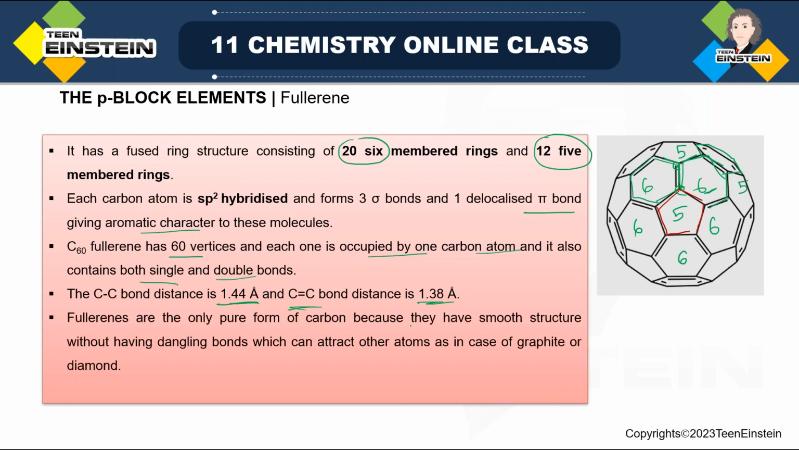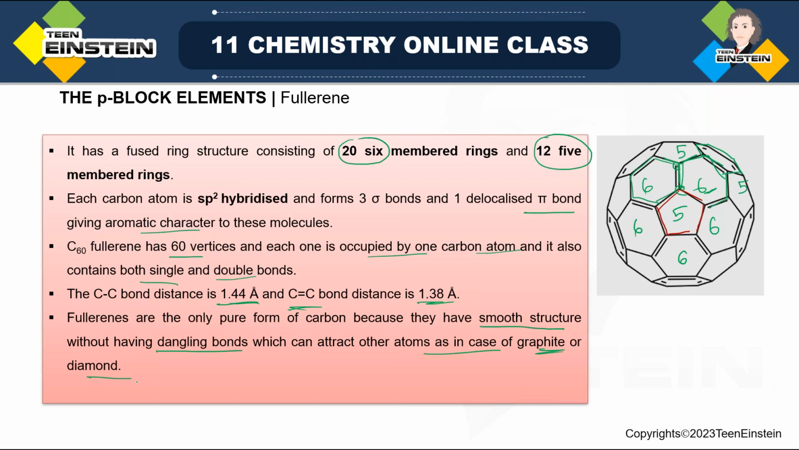Fullerenes are the only pure form of carbon because they have a smooth structure without dangling bonds. Dangling bonds means you will not find any extra free electrons which can form one more bond. So there is a smooth structure, and dangling bonds are not present. That is, the tendency for extra bond formation, which can attract other atoms, is not present, as in the case of graphite or diamond. In graphite, the delocalized electron can form another bond with another atom.